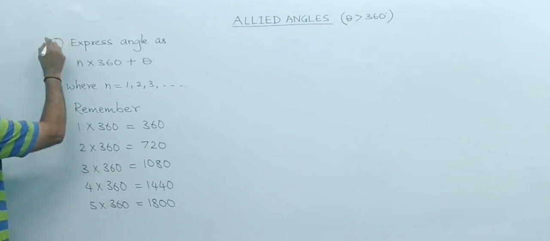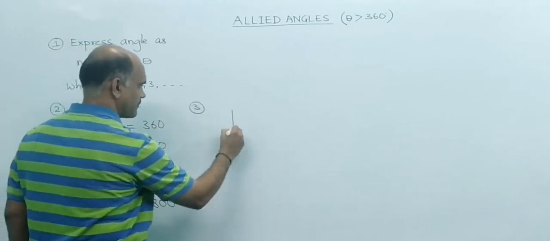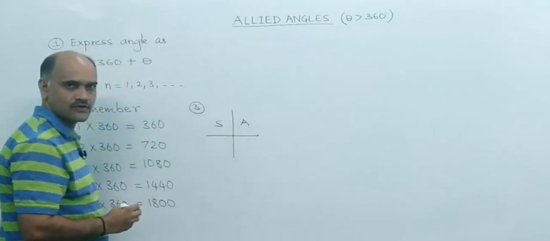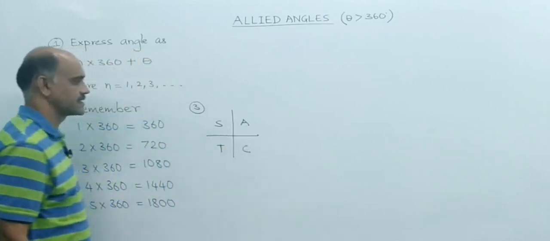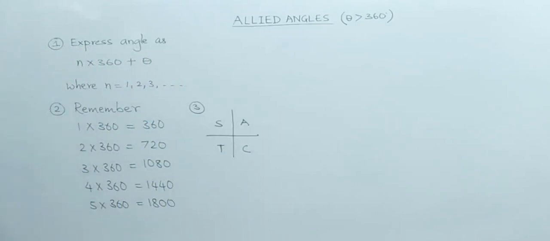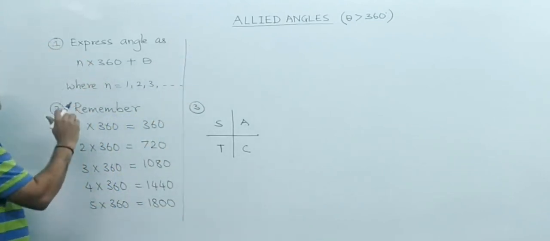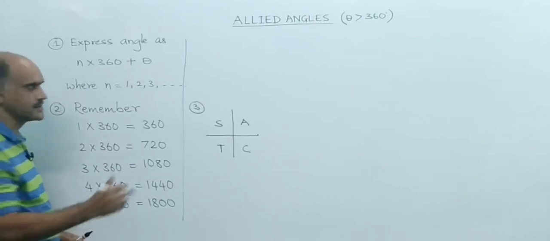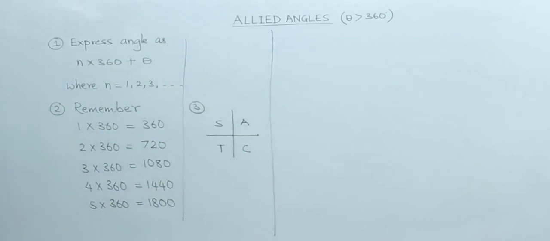And third step is our ASTC rule. So third step you are required to remember ASTC. Here all are positive. Here sine and cosec are positive. Tan and cot are positive. Cos and secant are positive. So these three main steps you are required to remember. First, express all the angles as n into 360 plus theta. Then for easy solving remember these two. Then on this we will see examples.